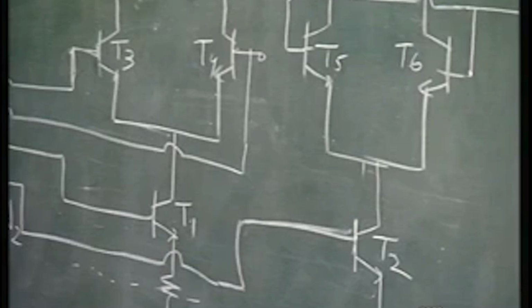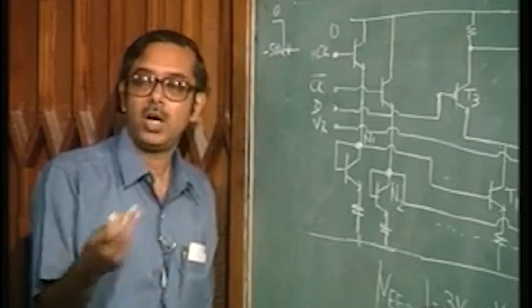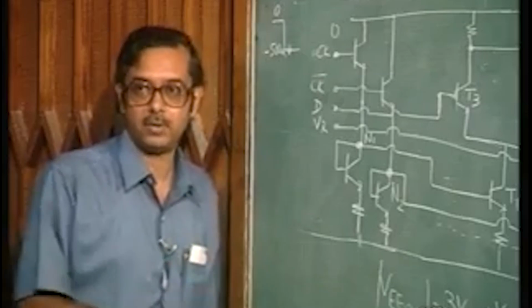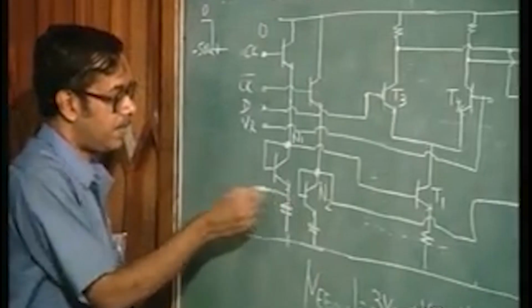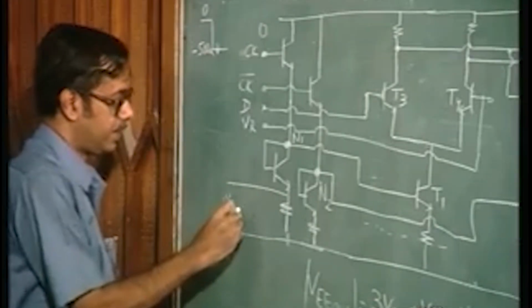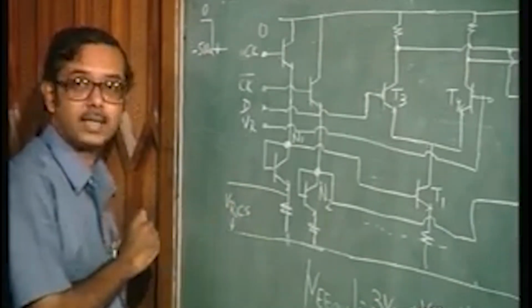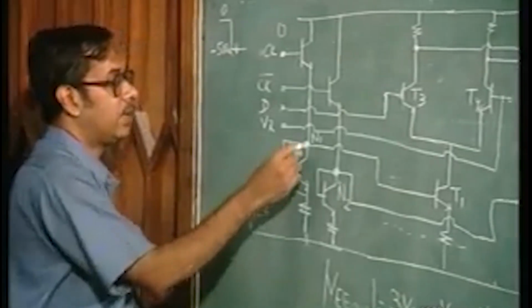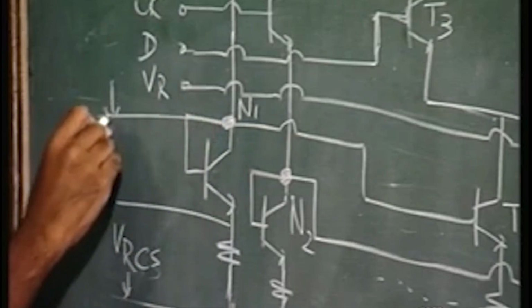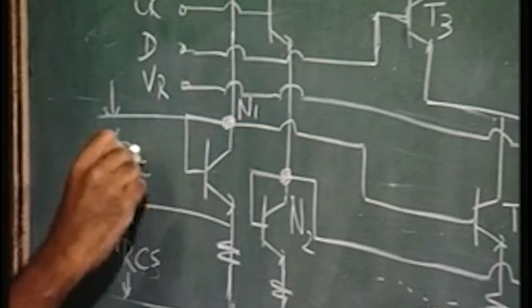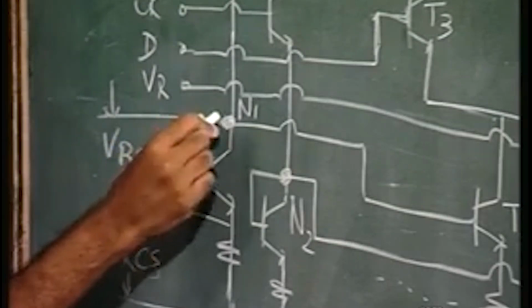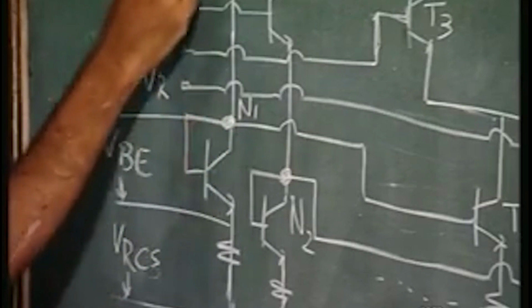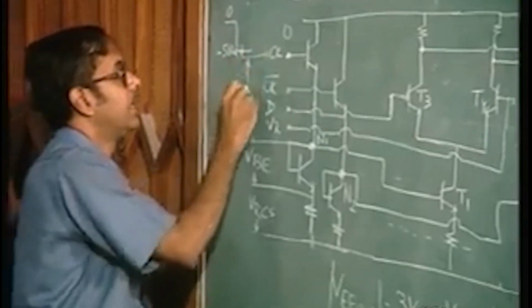Now, in this case, what is the maximum value of the power supply voltage? What you have here is again VRCS. Let us say this is the voltage. From here to here you have VBE at the base at node N1, and from here you have another VBE.